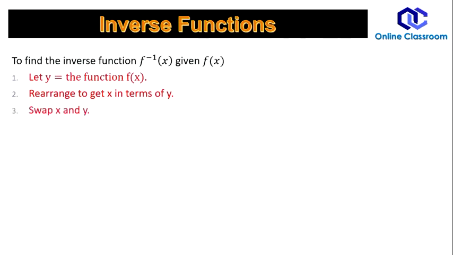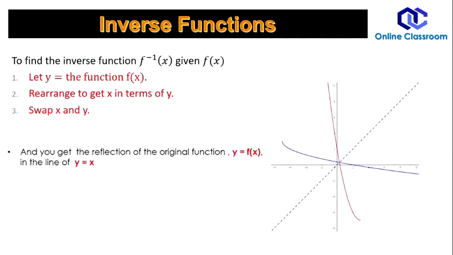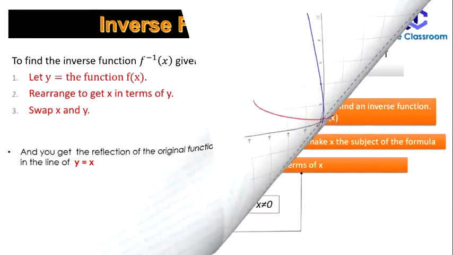These are the steps for how to make the inverse function. First of all, you express the function in terms of y, then you rearrange, that is you make x the subject in terms of y, right? And then you swap the variables. I'm giving an example here on the next slide.